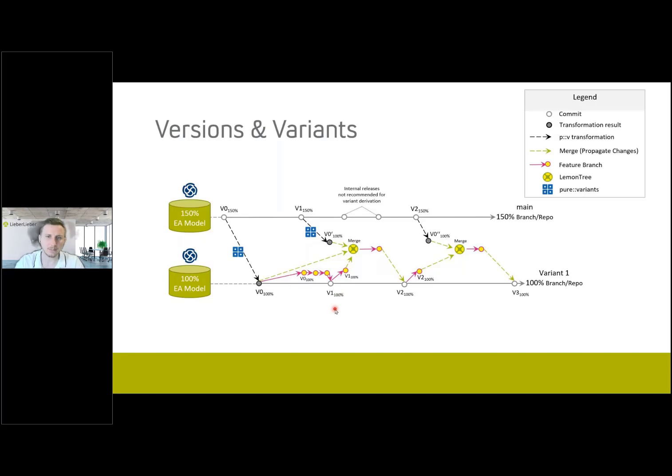So this is detected by Lemon Tree, and then the merge is performed, and after a successful merge, we can then continue working on the variant. And so here we have a new version of this variant branch. And the idea of this is that you can always see the development and how the changes are evolving in the model. So at any time I can compare my current variant branch to the common base to see what is the difference.